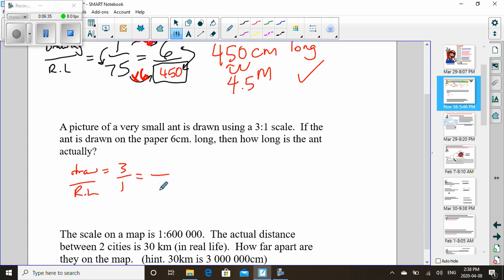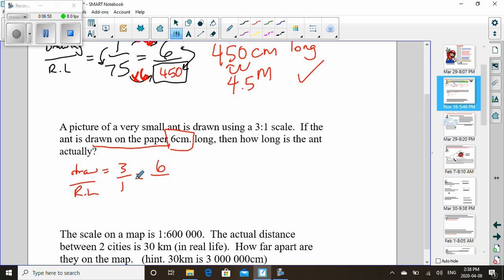This is a very small ant. It's drawn on a 3 to 1 scale. If the ant is drawn on the paper, there's the key, at 6 centimeters long. Again, the 6 has to go somewhere, top or bottom. It's drawn on the paper. There's your clue. It's drawn on the paper. It's not the actual. So the 6 goes there.